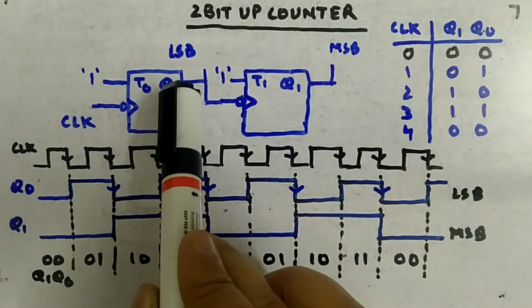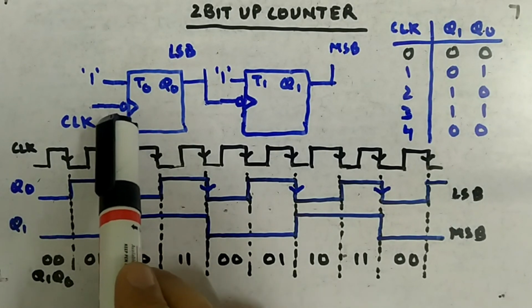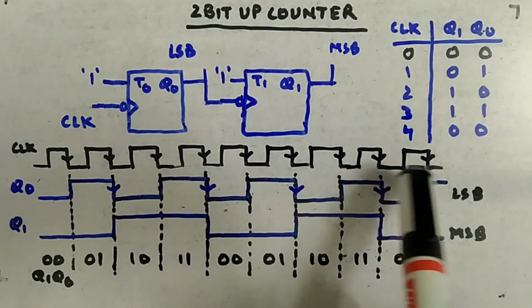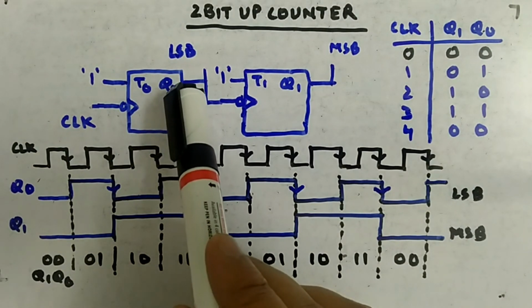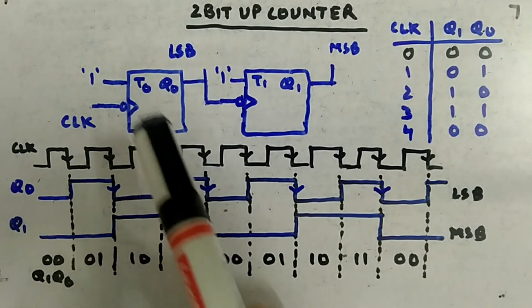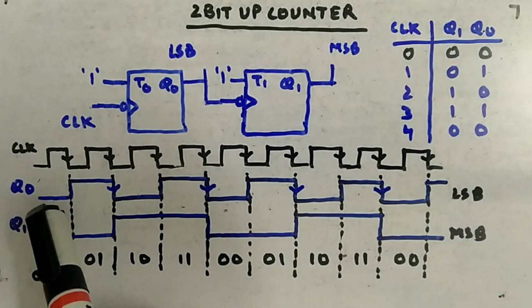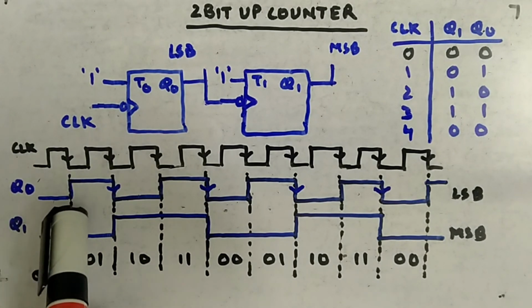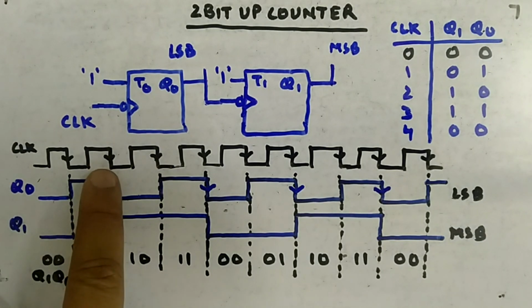This will change its output if there is a negative edge in your external clock. Negative edge I have marked with arrow. You can see these are the negative edges of clock. This will change its output whenever there is a negative edge. Initially both were 0 0. You can see Q0 started when there was a negative edge in clock. It changes its state from 0 to 1. Again, next time it changes its state from 1 to 0.